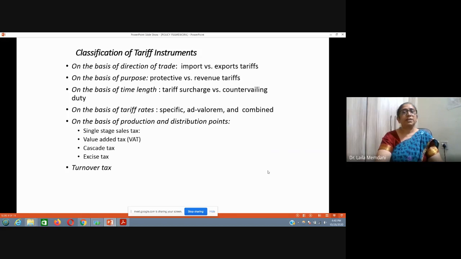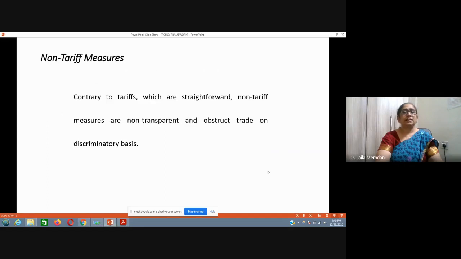On the basis of production and distribution points, we have single state sales tax, value added tax, cascade tax, and excise tax. But actually, now we have only GST. All the other taxes are merged with it. Then we don't have even turnover tax as well.